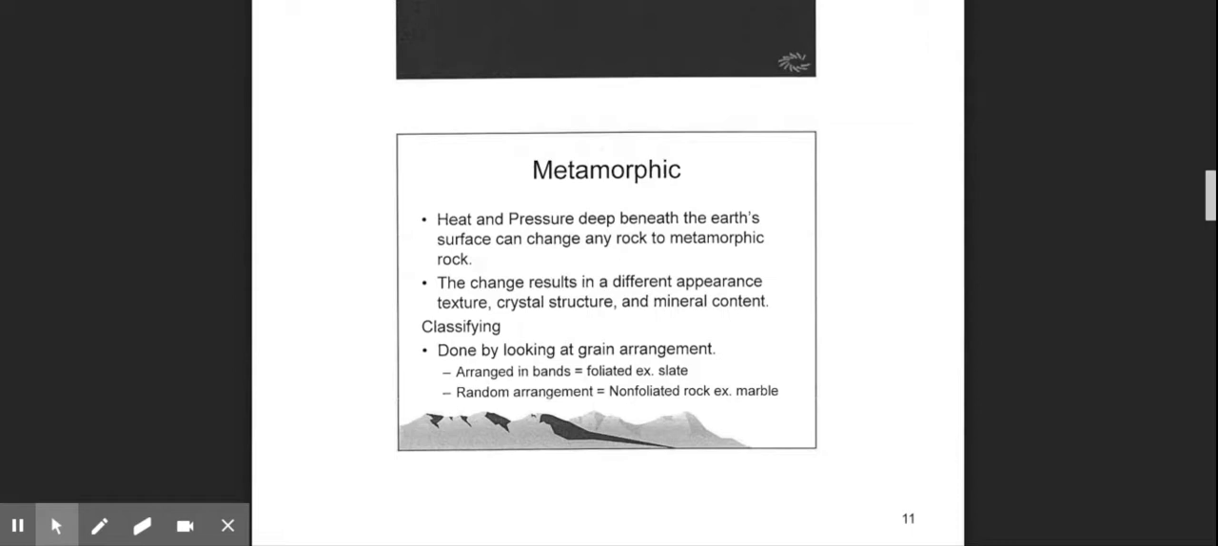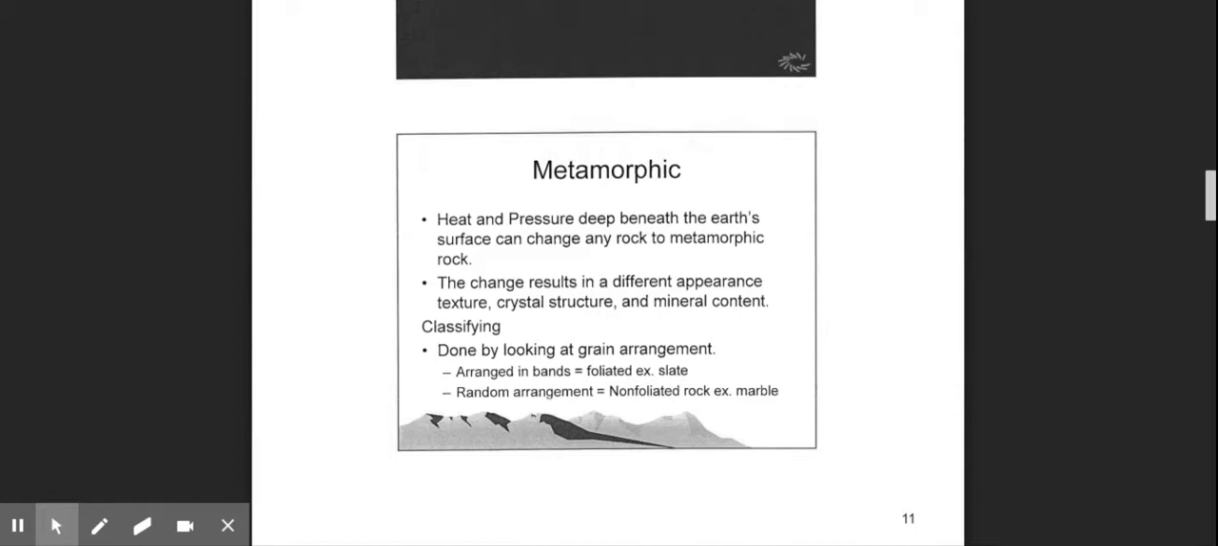So, it's deep down under Earth's surface, extreme heat and pressure, and the rock almost turns into like a silly putty type of consistency where it can be squeezed and mushed together, and it has like a movement, but it has not melted because we know if it melted, it would be an igneous rock. So extreme heat and pressure, no melting.